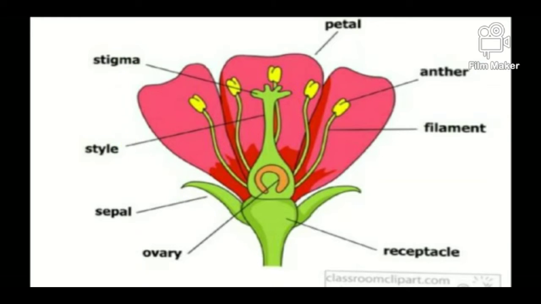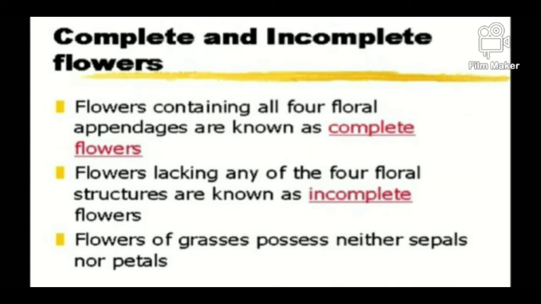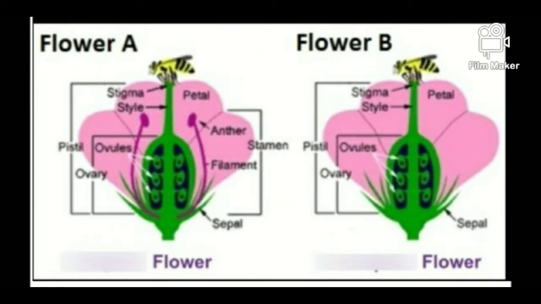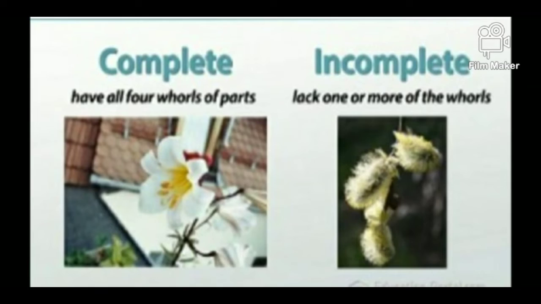So we have complete and incomplete flowers. So what are complete and incomplete? Complete, which is the perfect one, is a flower which contains all the four floral parts which I told you right now. If one or more sets of the floral whorls are missing, the flower is called incomplete or imperfect.